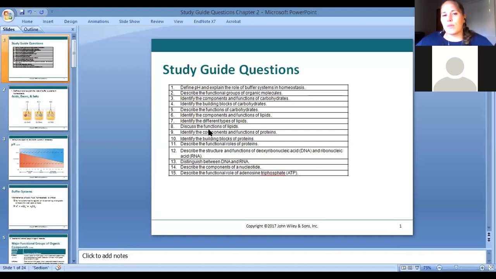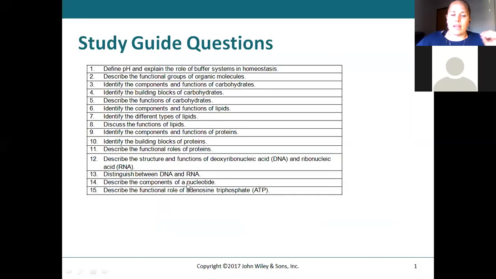We're just going to quickly review the study guide questions that we talked about last Thursday. Sorry, my PowerPoint's just taking a second to load. So we're going to go over the study guide questions that we went over last Thursday. Hopefully in your groups you were going over these, defining pH, describing the functional group of organic molecules.